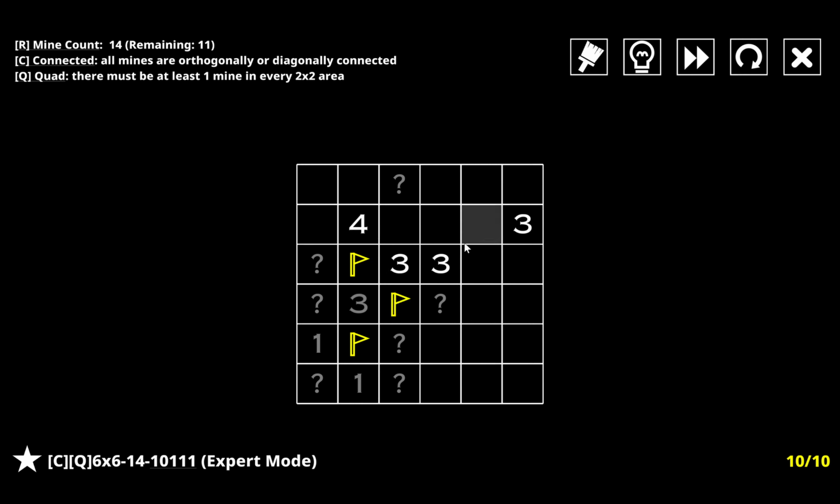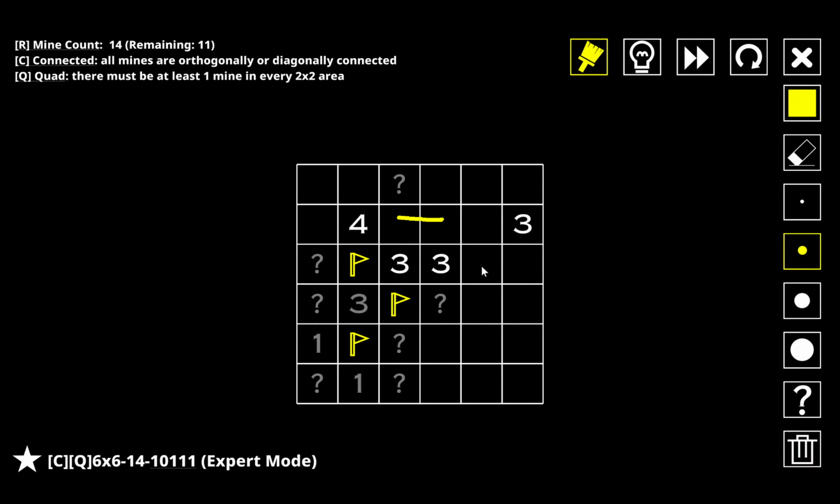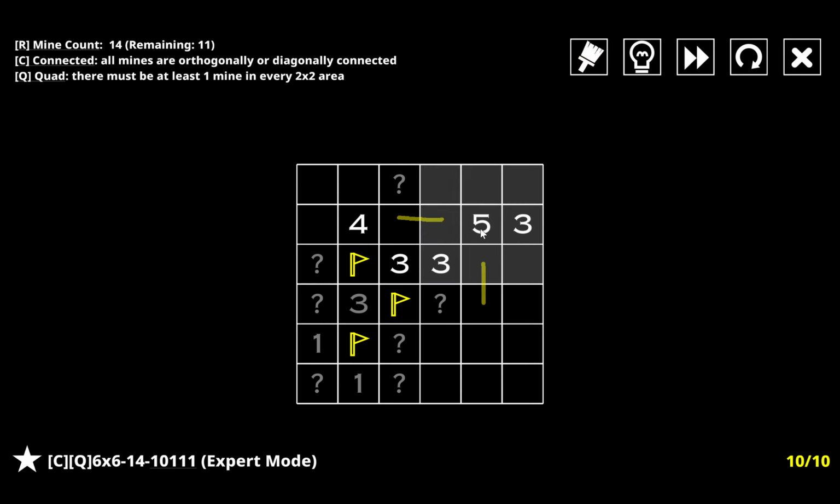And one other thing that we can notice is that since there's a mine in this box and there's another box here that needs a mine, we know that this one up here cannot have a mine in it or else it would overload the 3. So we can just mark that real quick. Using some logic we talked about earlier, for connected quads we know this one must have a mine. Both these can also be filled in because of the 5.